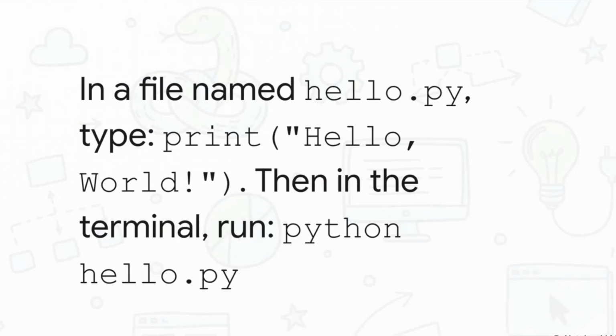Okay, let's actually do it. In VS Code, make a new file and save it as hello.py. That .py at the end is really important. Inside that file, you're just going to type this one line. Print, open parentheses, double quotes, hello world, close quotes, and close parentheses. Perfect. Now, jump back to your terminal, make sure you're in the same folder where you saved the file, and type python hello.py. Hit enter, and boom!